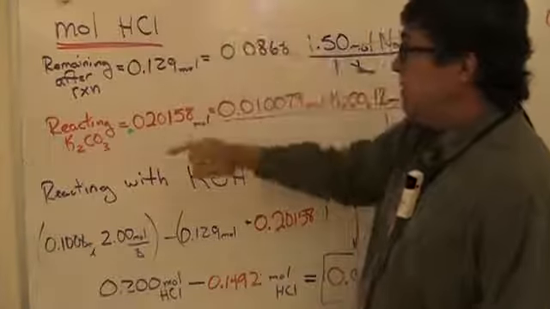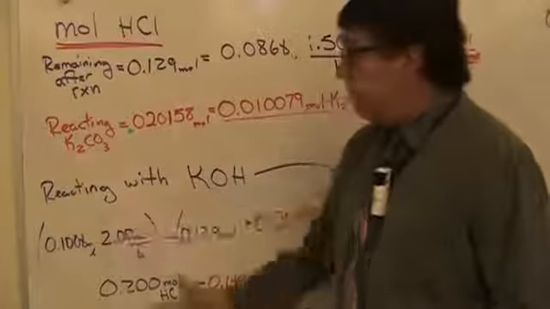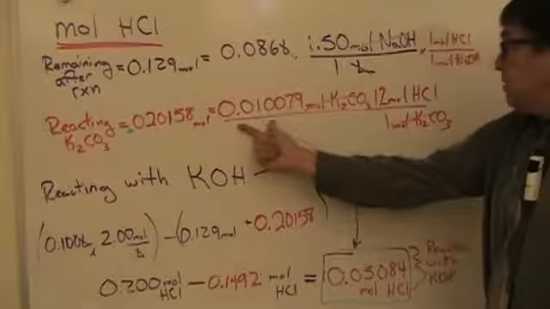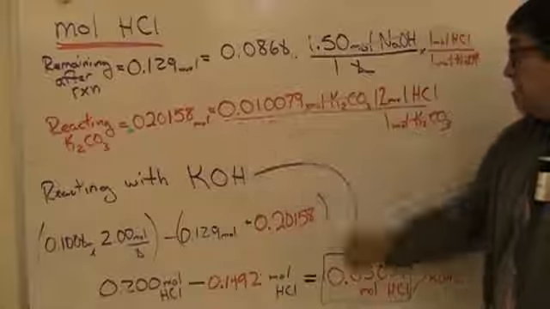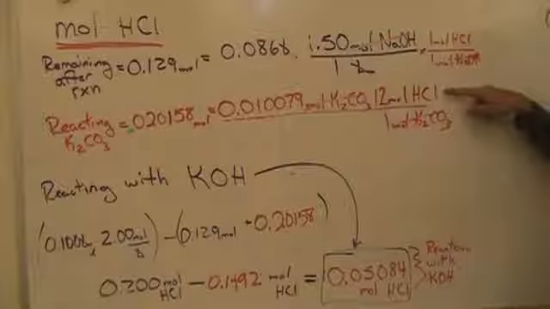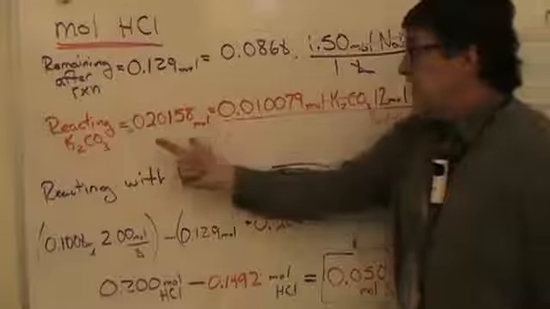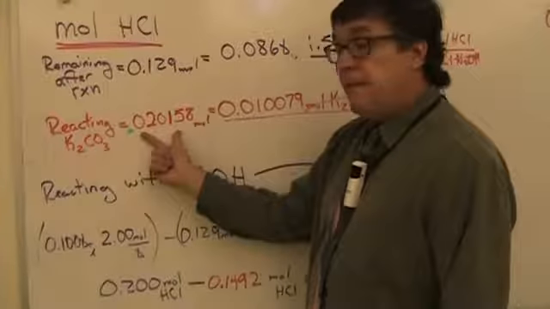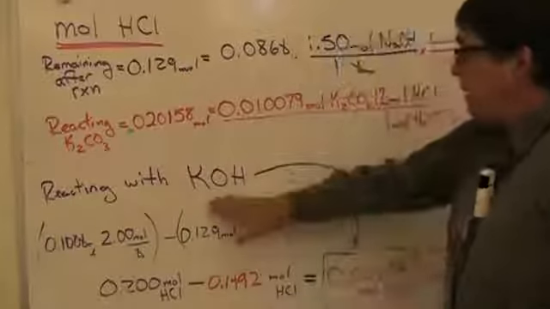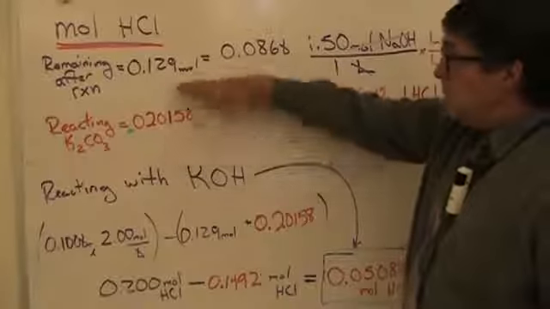So that's the moles of HCl that I had left. I reacted in the initial reaction with the potassium carbonate. I had this many moles of potassium carbonate, and if you look at the balanced equation, I believe you'll see 2 moles of HCl required for every 1 mole of potassium carbonate. So that's 0.020158 moles reacted. And so those two numbers I know.